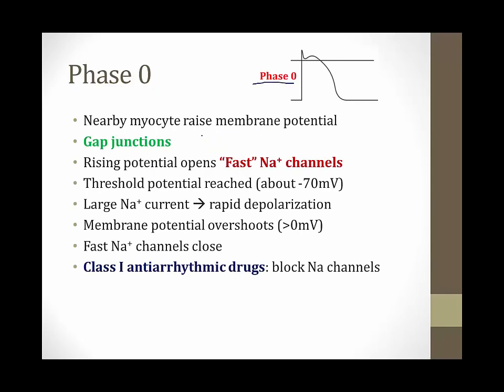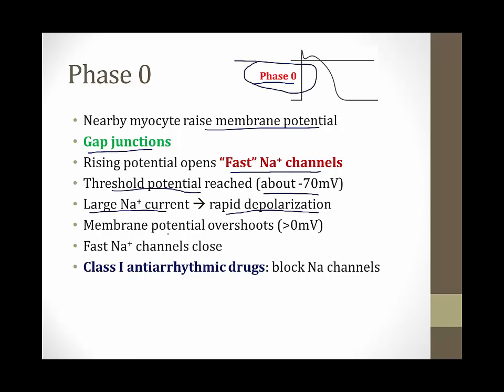This occurs when a nearby myocyte raises the membrane potential via gap junctions. The rising membrane potential opens sodium channels called fast sodium channels. Eventually, enough of these channels are open that a threshold potential is reached. This occurs at about minus 70 millivolts. At this point, there is a large inward sodium current that leads to rapid depolarization of the cell, and that's what happens in phase 0.